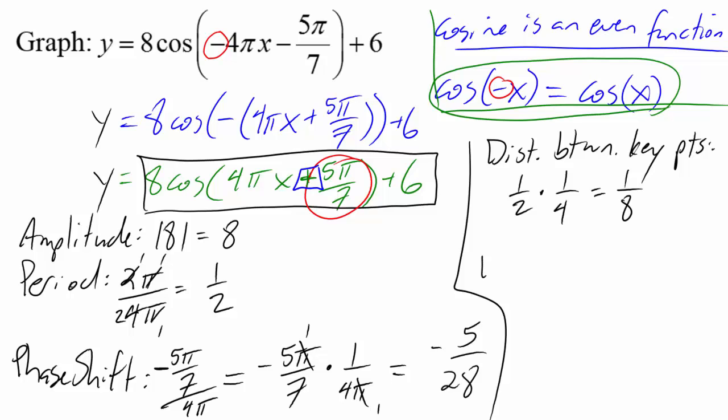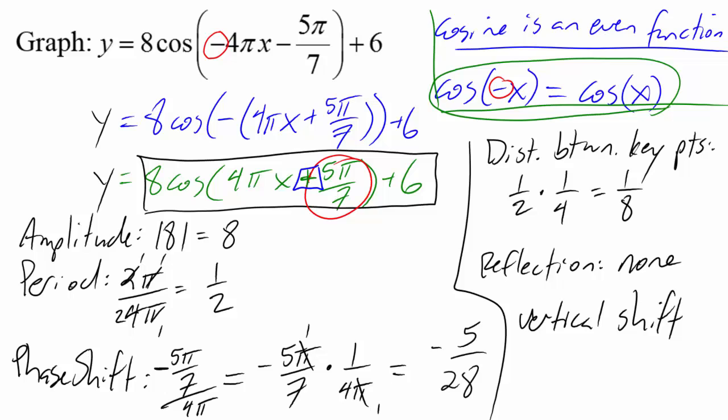Now we would also look to see if we've got a reflection. And now there was a negative sign inside the parentheses, but remember we were able to simplify that out using the even property of cosine. And as a result, there is now no reflection. And then lastly, we'll take a look and see if we've got any kind of vertical shift. And sure enough, we do, because back here, a +6, and that stayed with us through our simplification. So that vertical shift is going to be a +6.